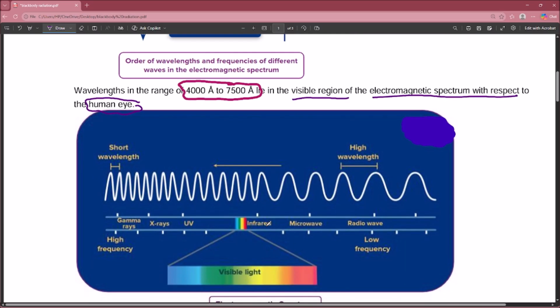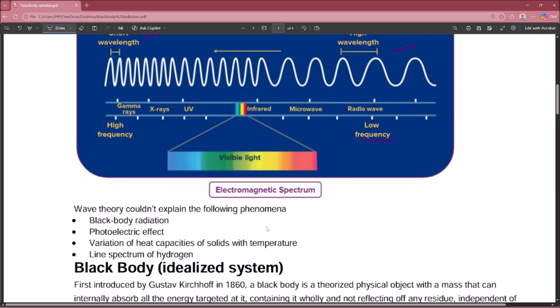Here is the pictorial representation of the range of electromagnetic waves. Gamma rays have the shorter wavelength, while radio waves have the high wavelength, or low frequencies. Now, electromagnetic wave theory could not explain the following phenomena: black body radiation, photoelectric effect, variation of heat capacity of solids with temperature, and line spectrum of hydrogen.